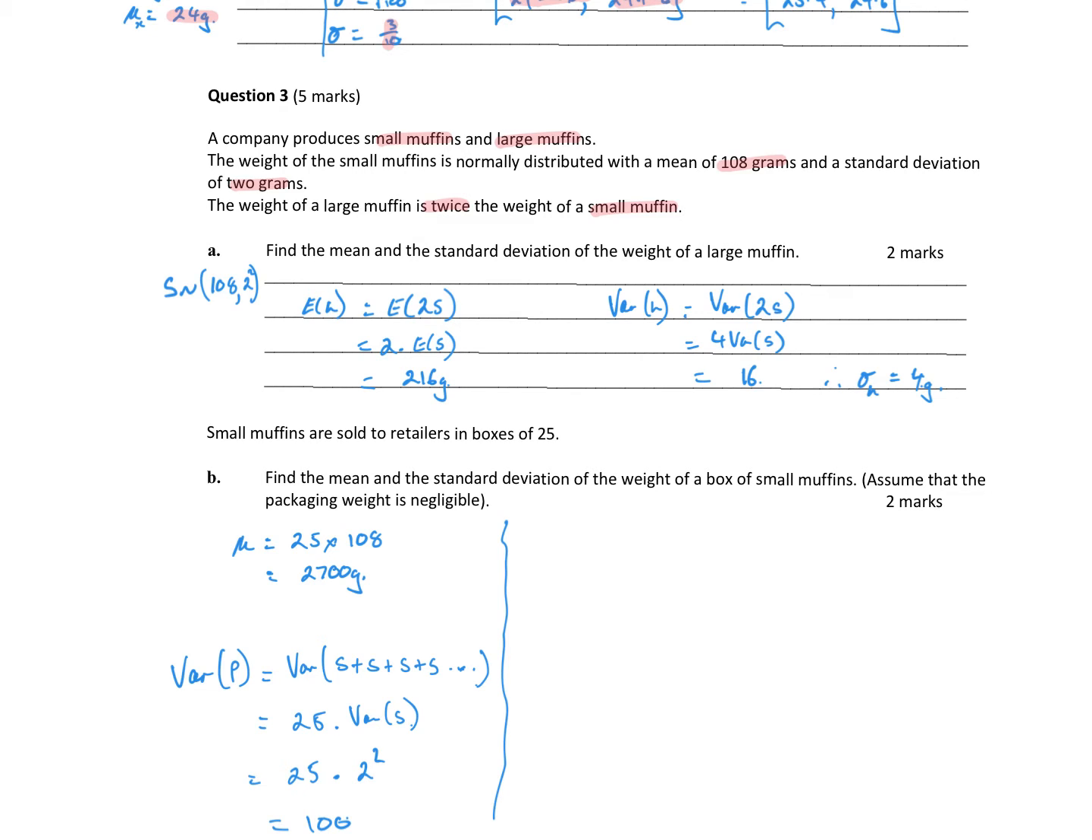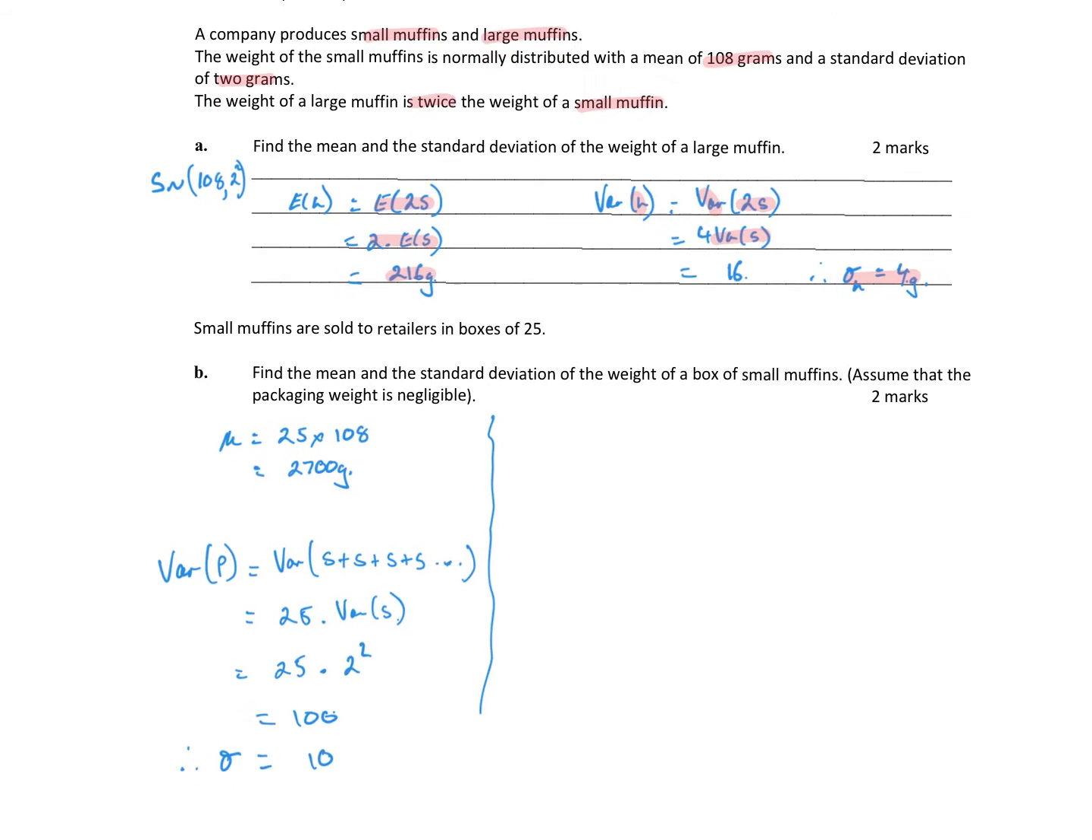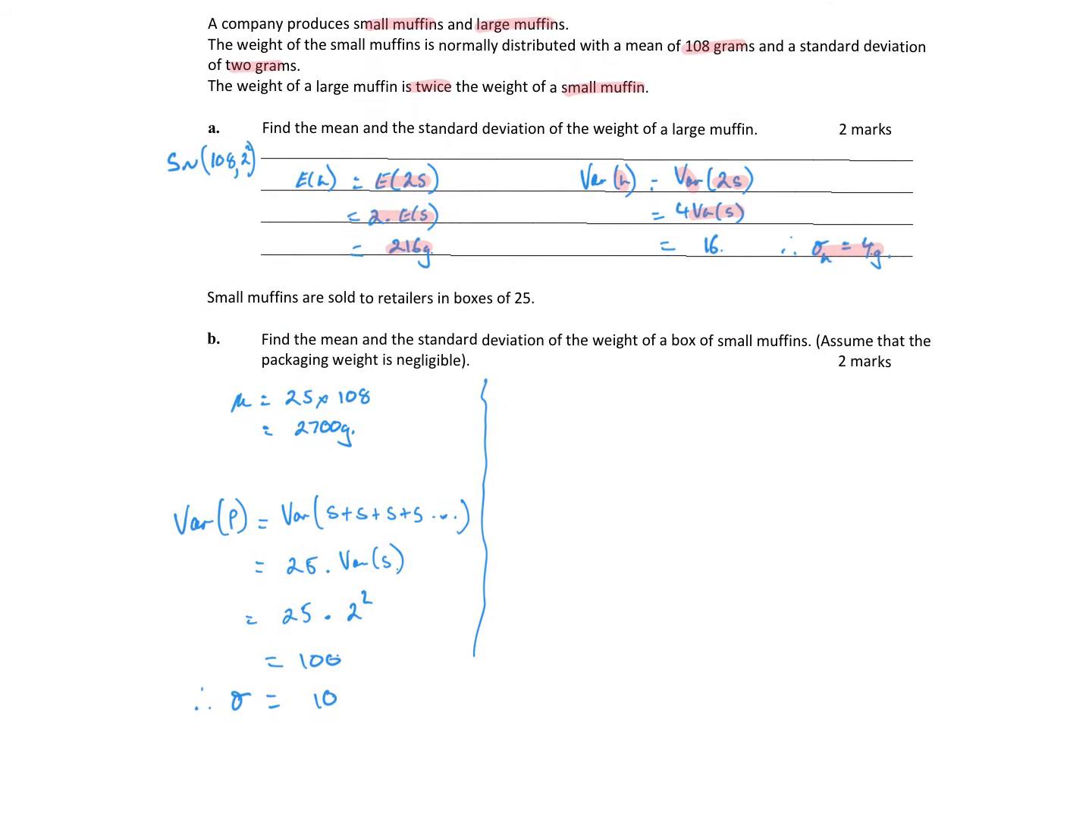So the weight of the large muffin is twice the weight of the small muffin. So it's 2 times E of S, which is 216 grams. The variance of the large muffin is the variance of 2 times S, which is 4 times the variance of S, which in this case is 16. So it's got a standard deviation of 4 grams. So my large muffin has a standard deviation of 4 and a mean of 216.